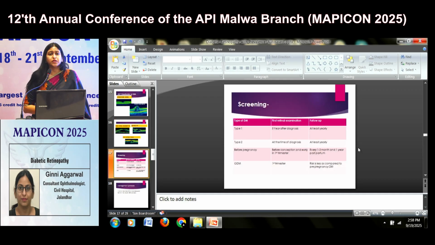Now the screening part, the most important question many of our colleagues ask us. If a type 1 diabetic patient comes to you, that patient is insulin dependent and very early diagnosed. So send the patient for retinal examination 5 years after the diagnosis. Retinopathy is a slow process. It takes time to develop. And then we have to see the patient yearly.